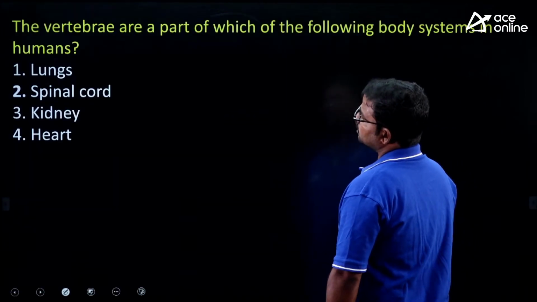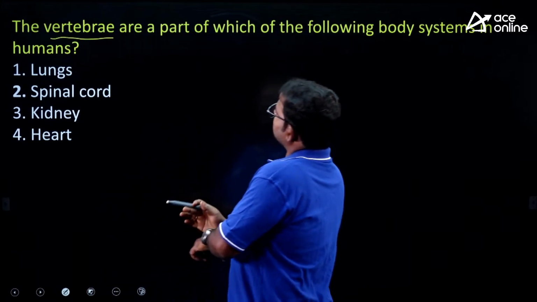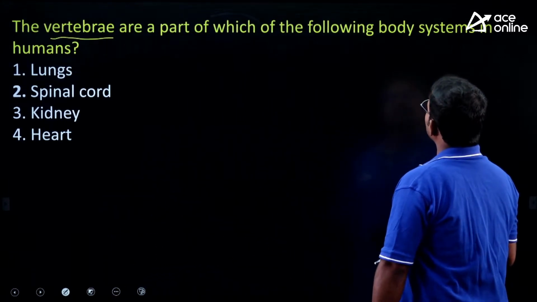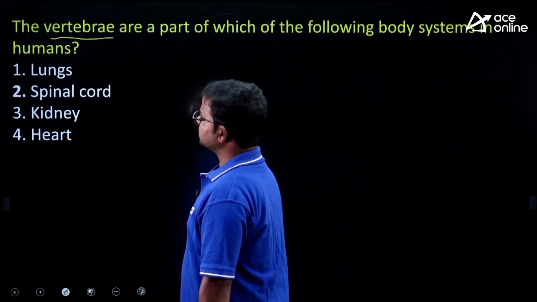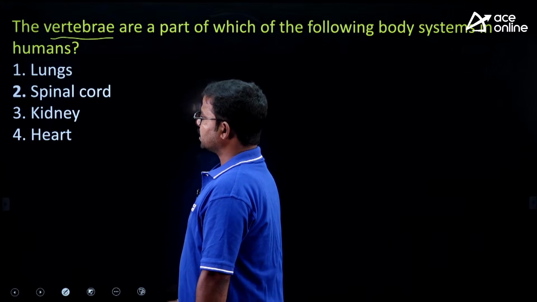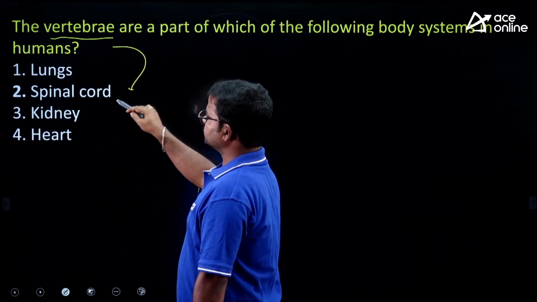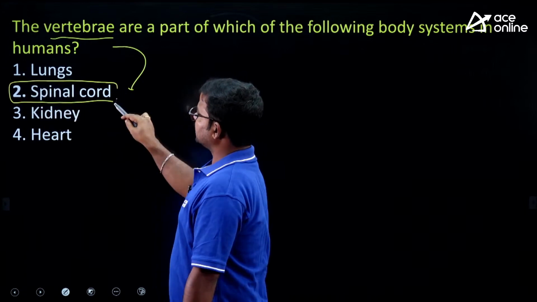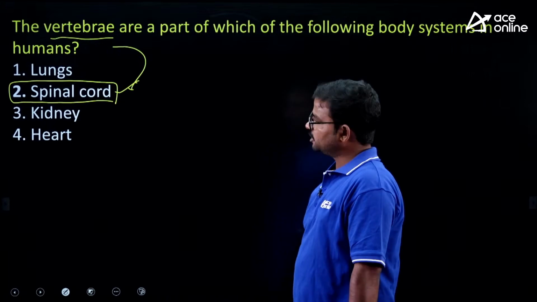So next one, the vertebrae are a part of which of the following body systems in humans. Here they mention lungs, spinal cord, next kidney, next heart. Mostly we observe this type of derivatives in the region of spinal cord. Okay, so spinal cord. So due to that, option 2 is the right option here.